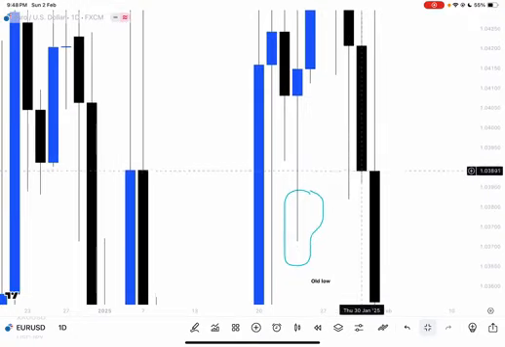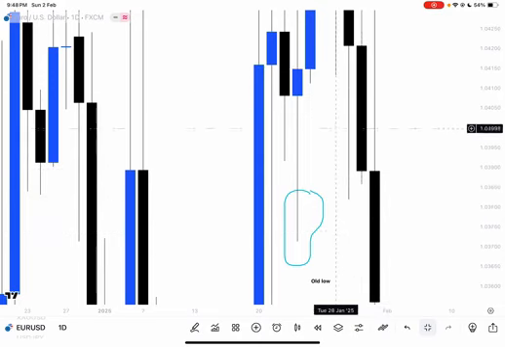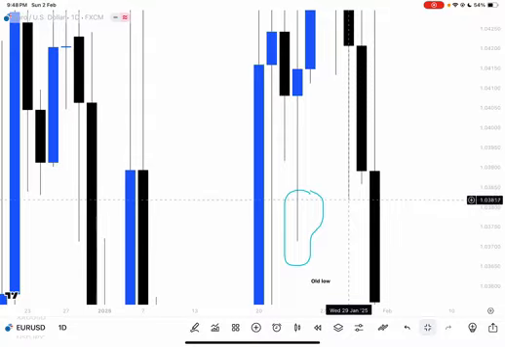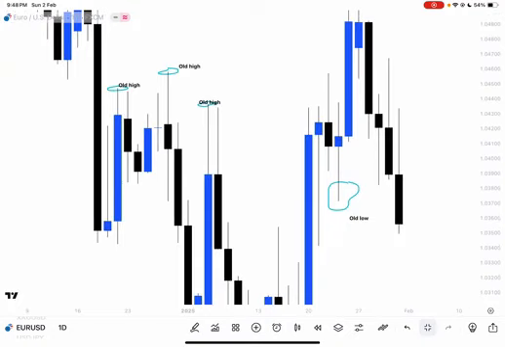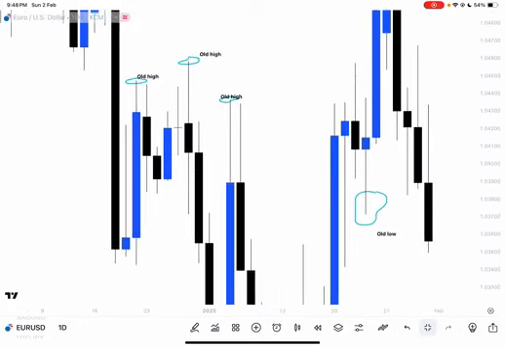So even here, look, this is the wick formed. The right side candle has not crossed below this low. Also the left side candle has not crossed below this low, and the tip is standing alone. So we can consider even this tip as our old low. Okay, so this is how old lows and old highs are formed.